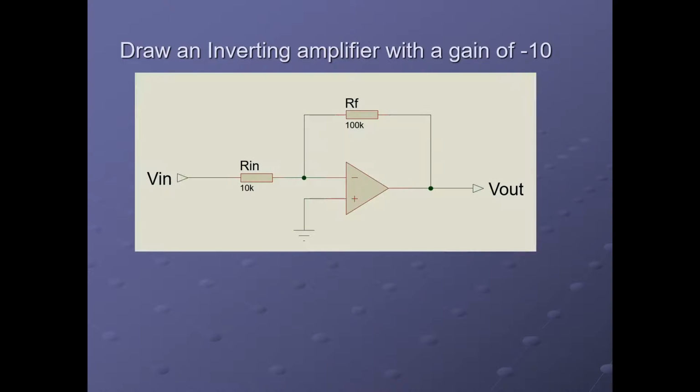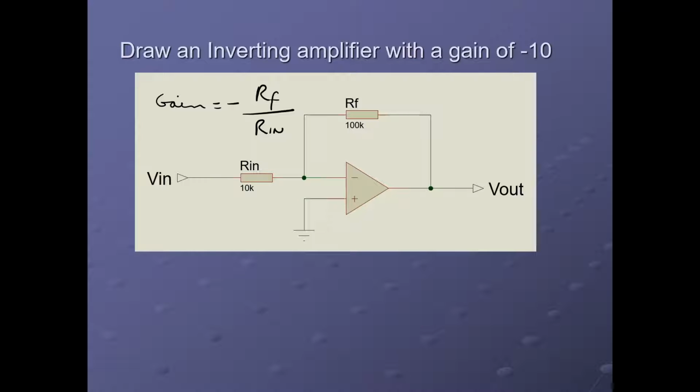It should look like this. That's what it should look like. So we've got RF, the feedback resistor, and RN, the input resistor, and we've got 10K for RN and 100K for RF, because the gain for this thing is equal to minus RF over RN. And 100 over 10 will give me 10. And because it's a negative, it will give me a gain of -10.